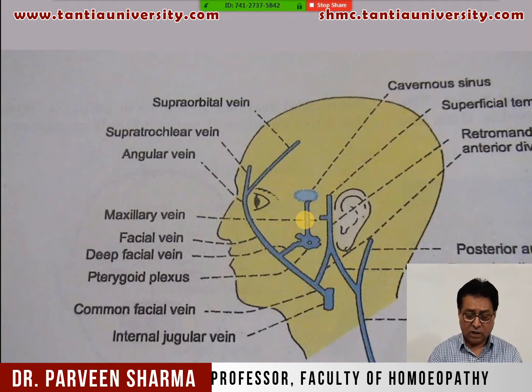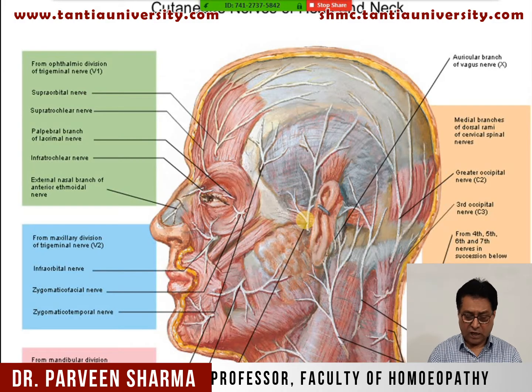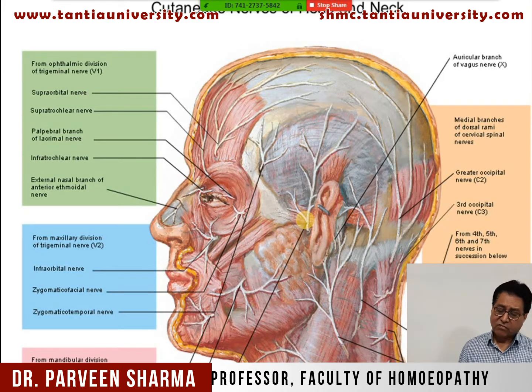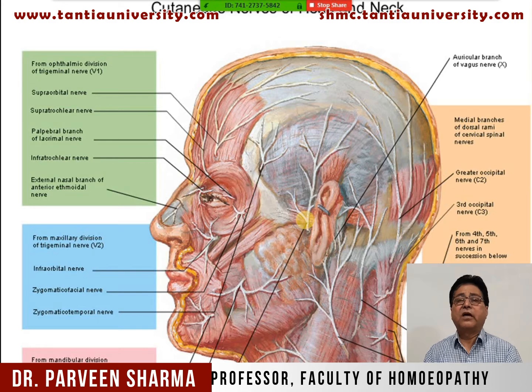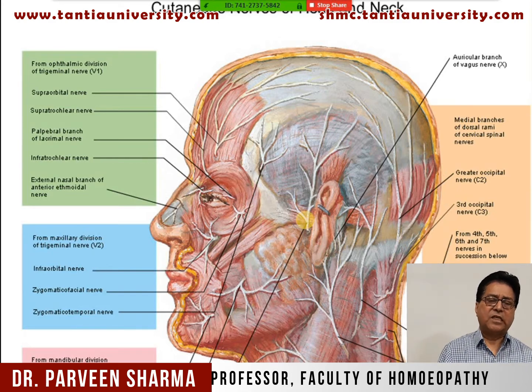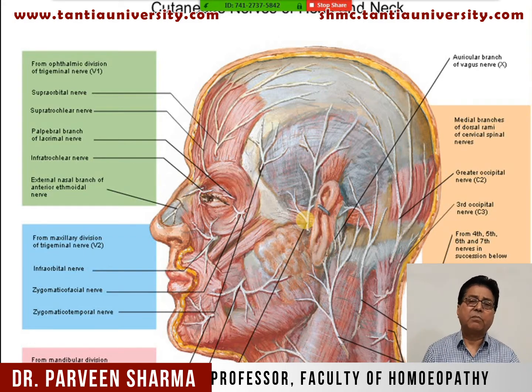So this is about the venous drainage. So, arterial supply and venous drainage. Now a very important part comes: nerve supply of the face. For nerve supply of the face, you have sensory and motor nerves. The motor nerve is very easy. All the muscles of facial expression are supplied by branches of the facial nerve.